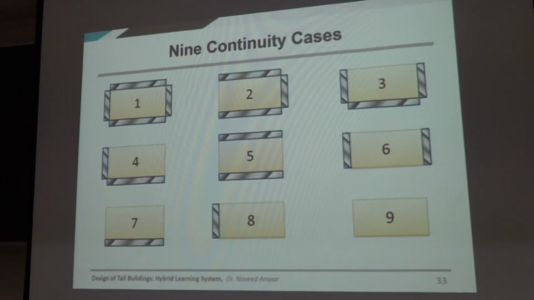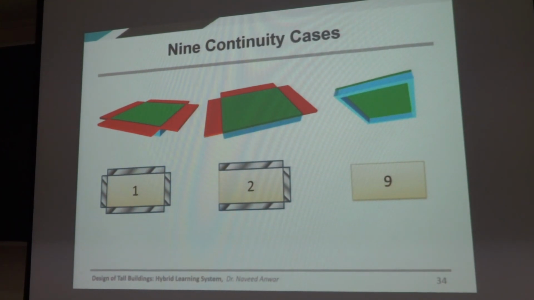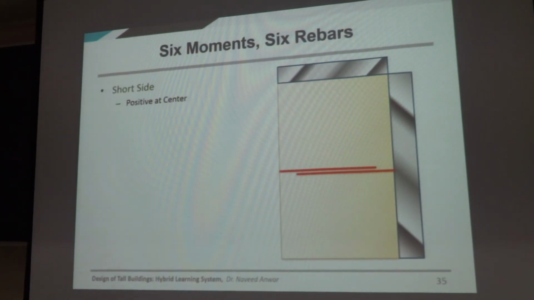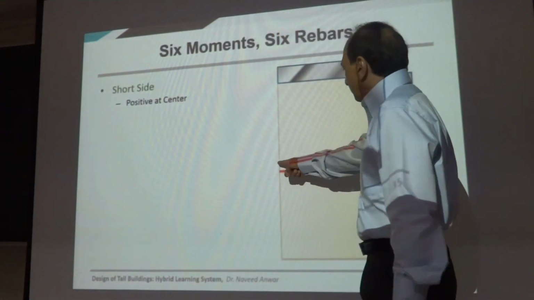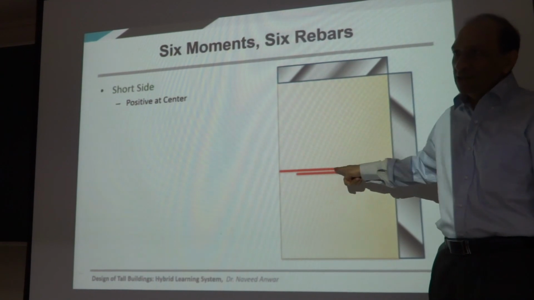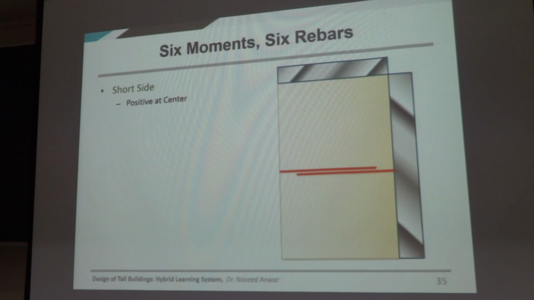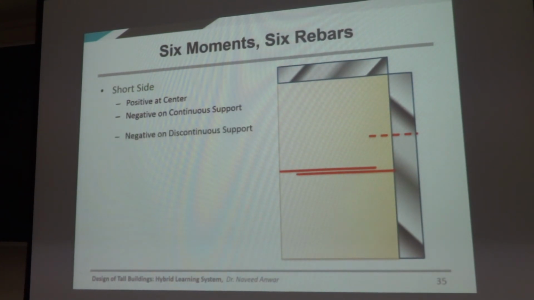And these cases are very important because they will govern your bending moment and everything. So 9 continuity cases look like this. 1, 2, 9. So we need 6 bending moments in a two-way slab and 6 reinforcements to be calculated. Positive short direction moment and positive short direction reinforcement. Negative short direction moment and negative short direction reinforcement.